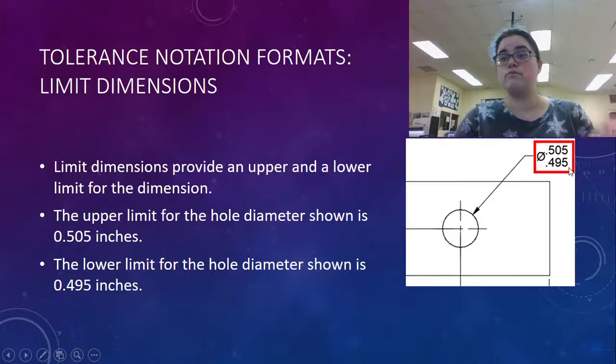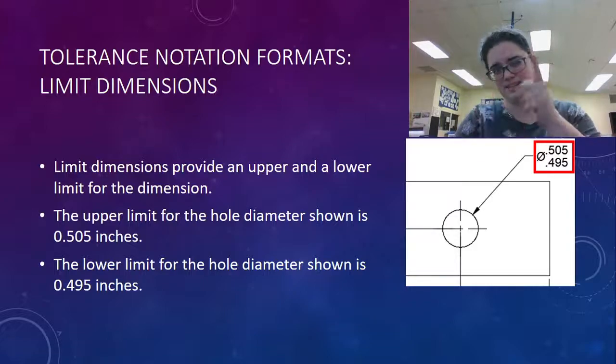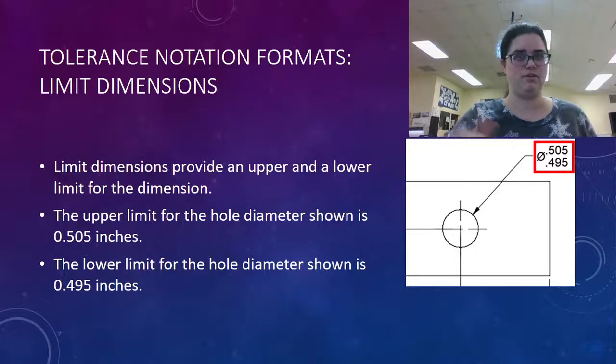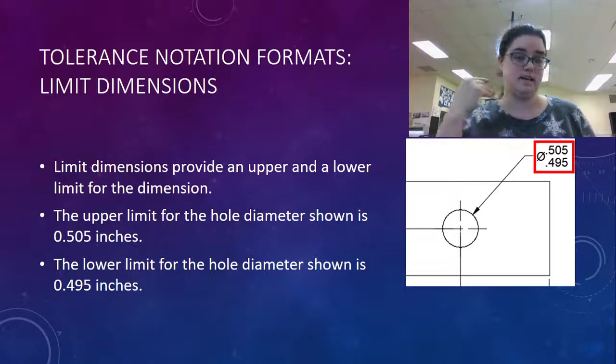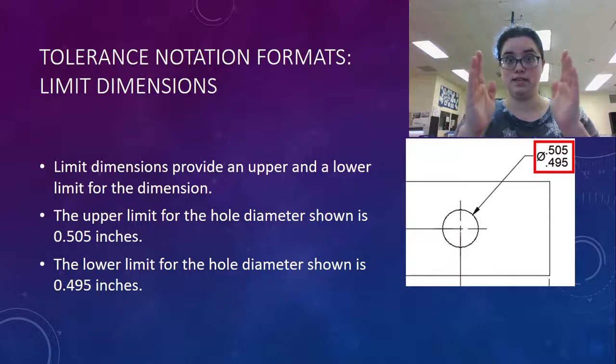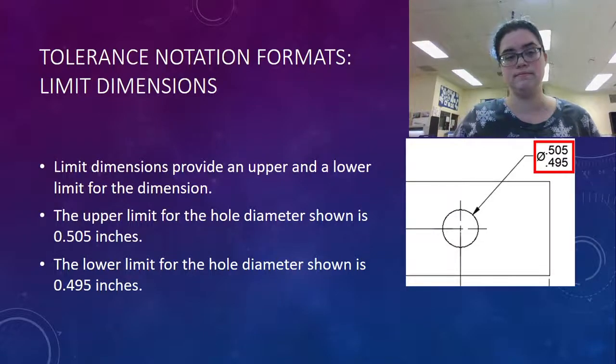Conceivably you could have written diameter is 0.500 plus or minus 0.005. Yes, depending on certain factors, I'm not going to get into it, but that's just another way of writing essentially the same thing for our purposes. It means that I cannot have a hole whose diameter is more than 0.505 inches. I cannot have a diameter that's less than 0.495 inches.